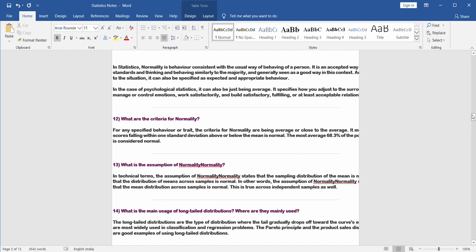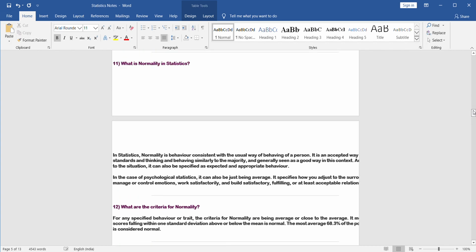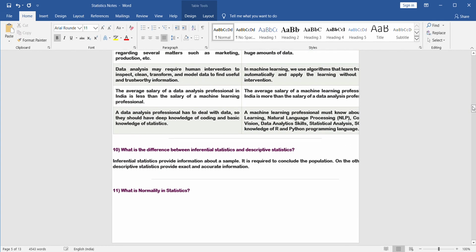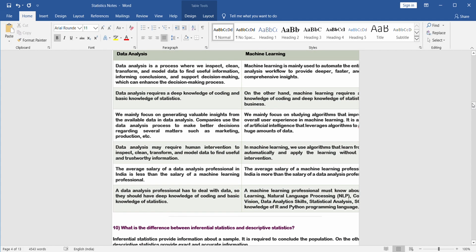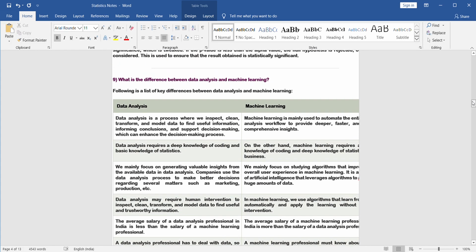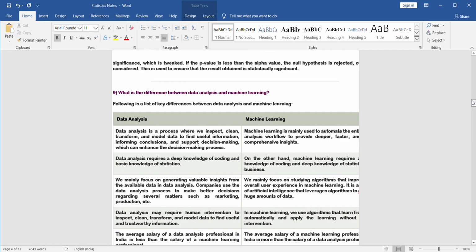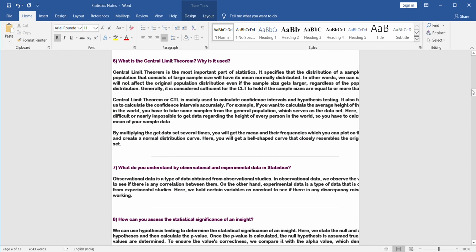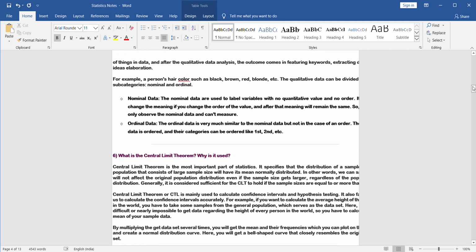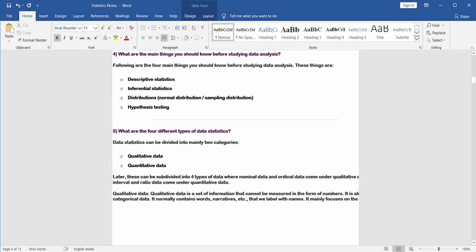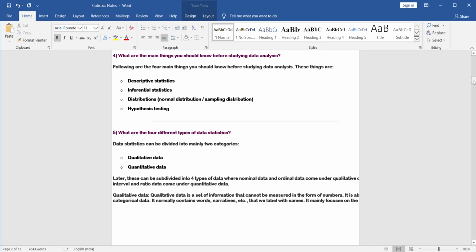What is the main use of long tail distribution? What is the assumption of normality? What are the criteria of normality? What is the importance of probability in statistics? What is the difference between inferential and descriptive statistics? What is the difference between data analysis and machine learning? And the next question is how will you assess the statistical significance of an insight, like the p-value? What do you understand by observational and experimental data in statistics? What do you mean by central limit theorem? What are the different types of data in statistics, like quantitative and qualitative?